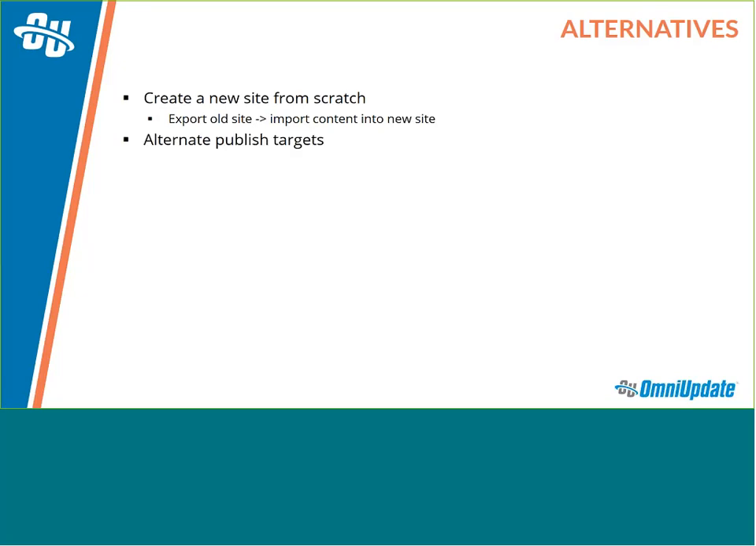Another alternative that you could use is actually just using alternate publish targets. If you're not aware of alternate publish targets in OU Campus, you can set one of these up so that OU Campus will be able to publish to multiple locations. You would set up the FTP credentials of where you want OU Campus to publish to as an alternate.